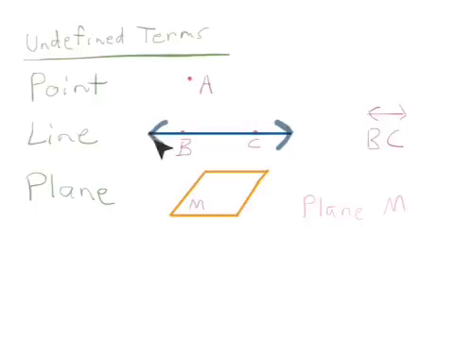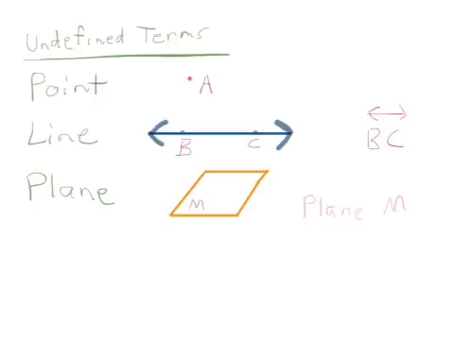That shows that the line goes infinitely in both directions. Okay, so we have a point, we have a line, and then we also have a plane. A plane is, think of like a sheet of paper. A sheet of paper would be an example of a plane. Or think of the surface of a wall, or the surface of the ceiling, or the surface of the floor. That would be an example of a plane.